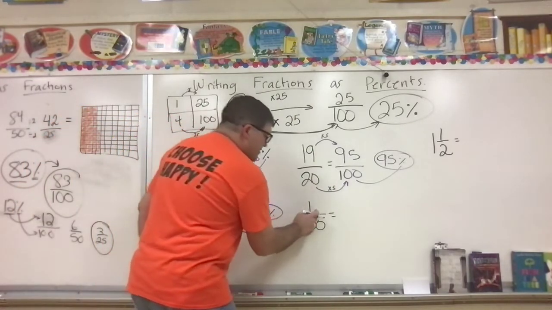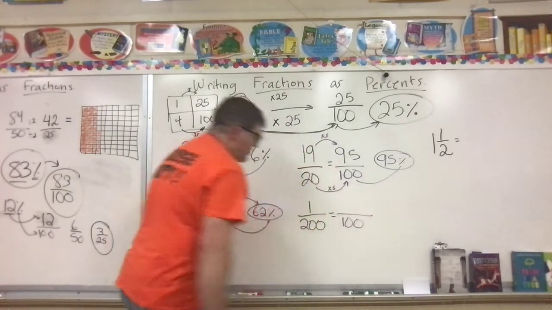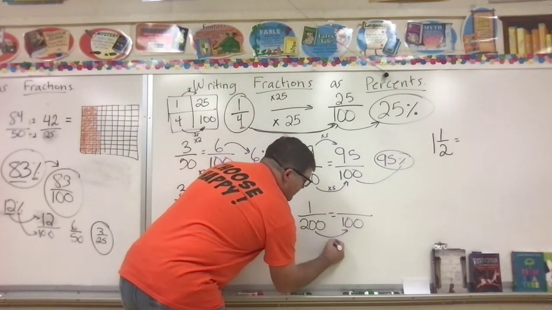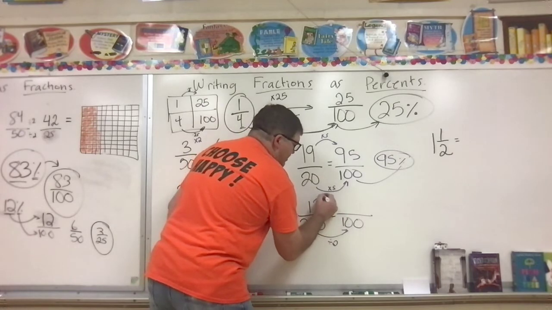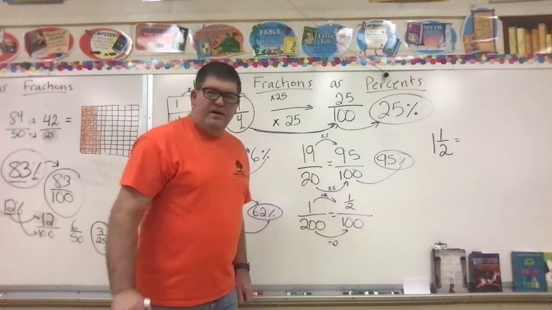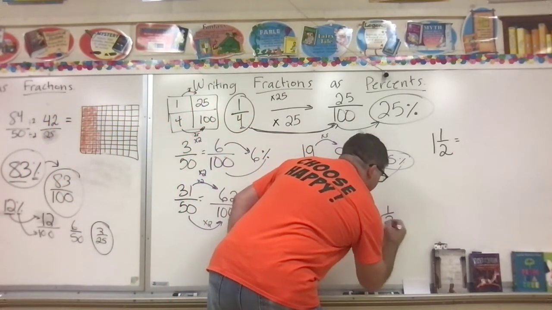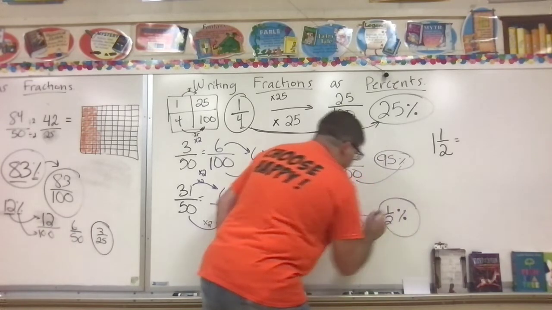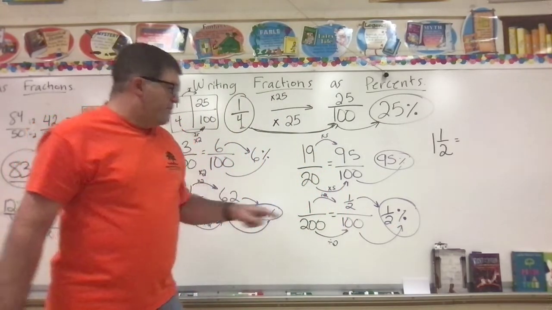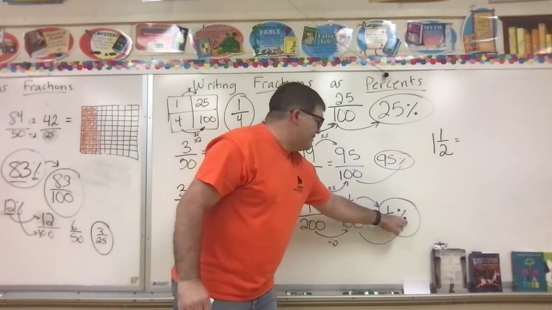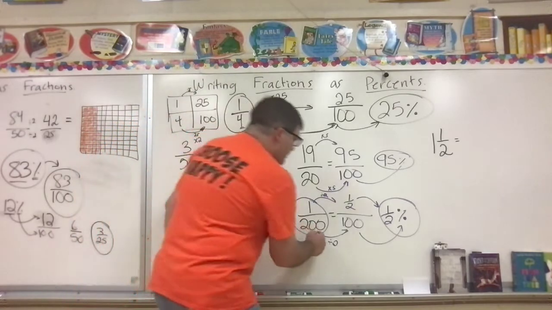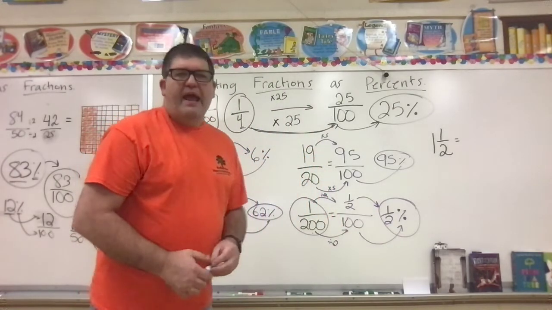Okay. Now this one, look here. 1 out of 200. I want to get this to 100. I'm getting smaller, so I have to divide this by 2. And if I divide 1 by 2, that gets me 1/2. 1/2 over 100 is 1/2%. So you can have a little fraction, but percent is the key here. You took it from this fraction, which is 1 over 200, and converted it to a percent, which is 1/2%.